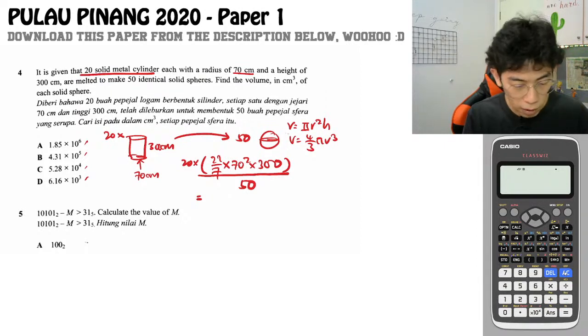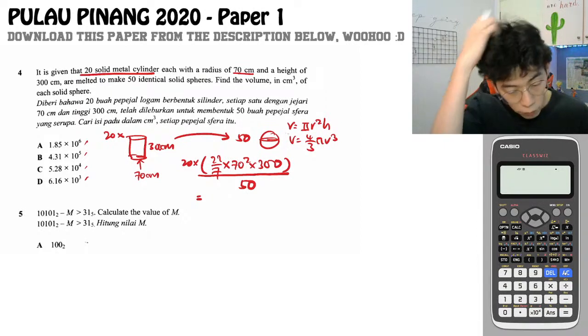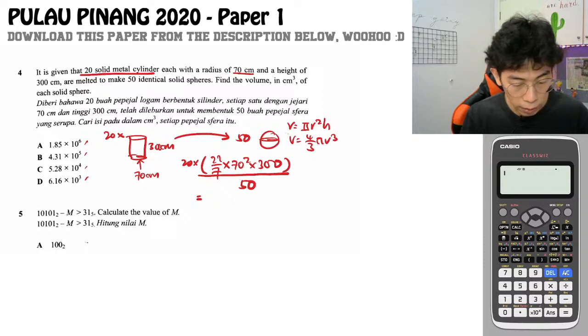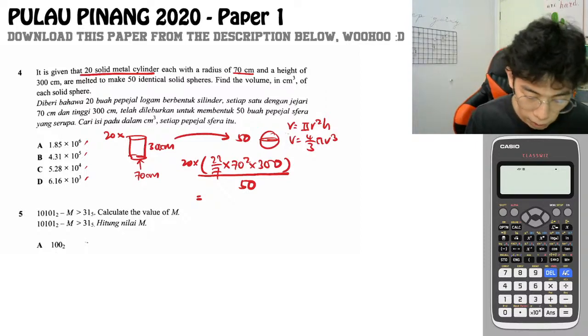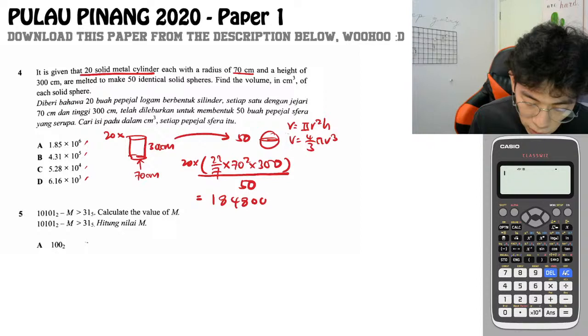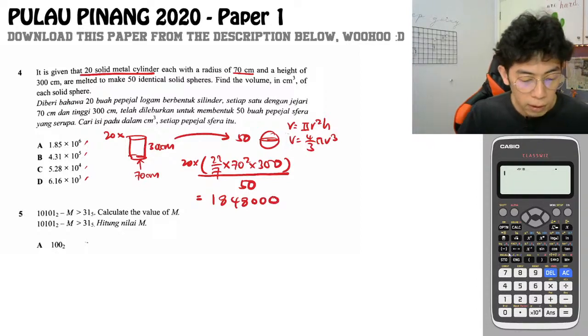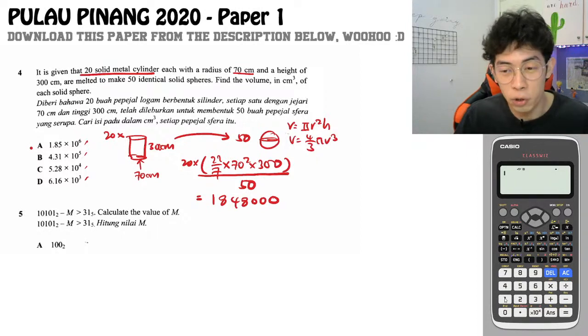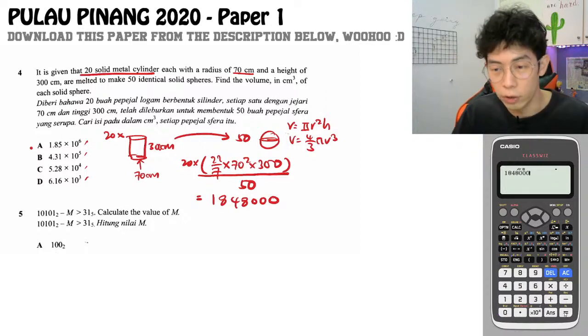So just be careful, because the answer is quite obvious. So we times 20 and then you divide by 50 of them. Nice, I get 1848000. Okay, so now the answer is actually quite obvious, A already, but I just want to show you, calculator wise, 184 0.8000 is what you have got in your calculator.